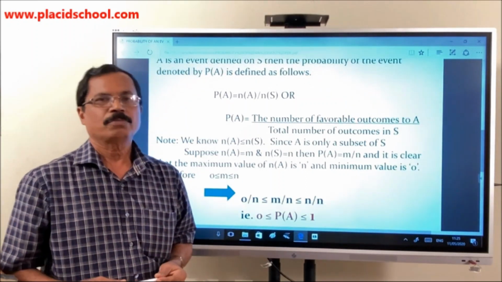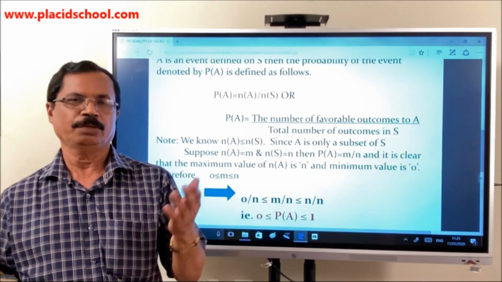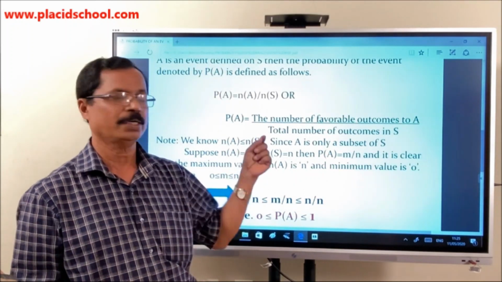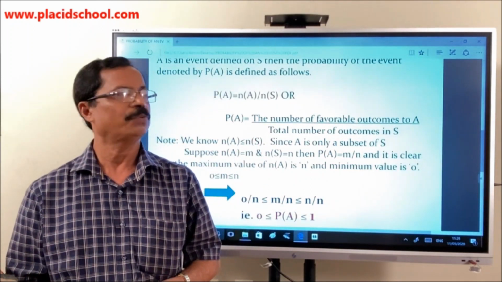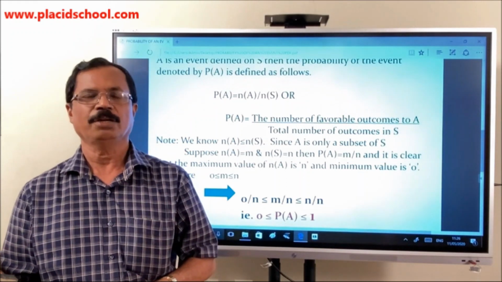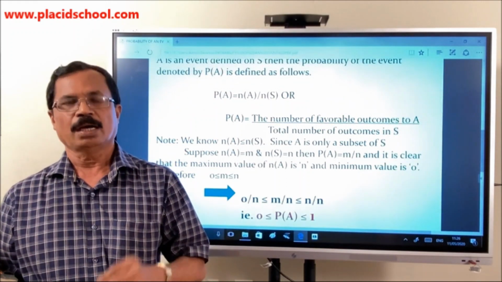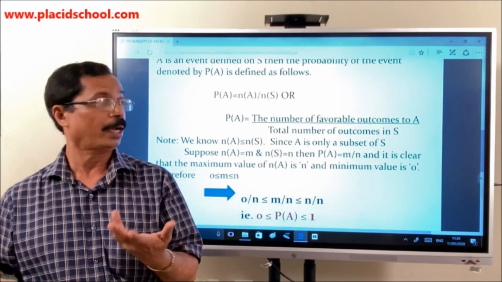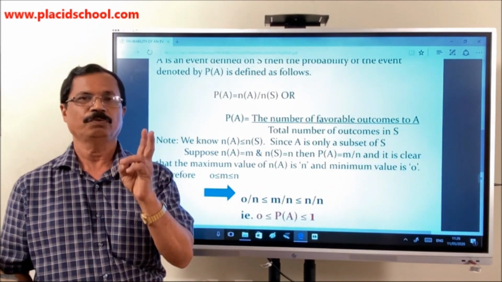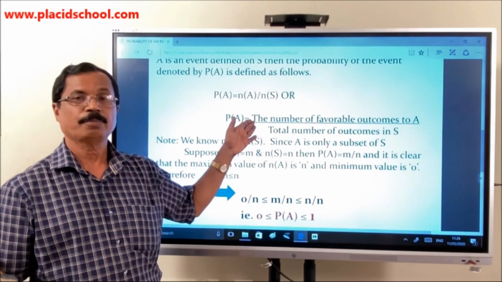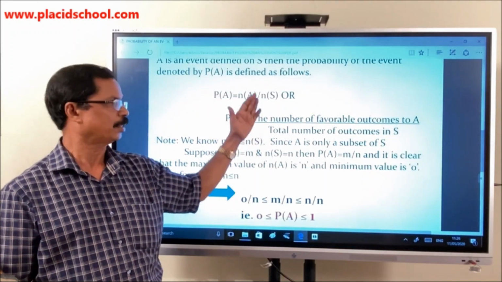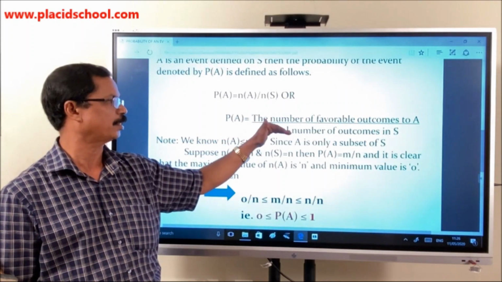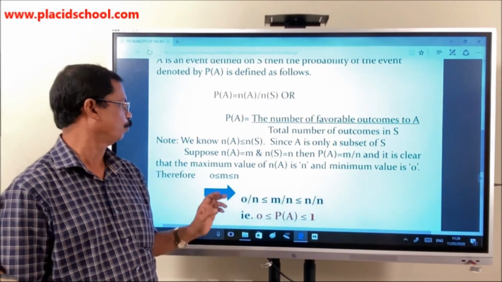The number of favorable outcomes of A, what does it mean? So event may change. When event changes, the outcomes may change. In the example, if you consider throwing a die, 1, 2, 3, 4, 5, 6 are the outcomes. And if you define capital A as getting an even number, then you know A contains 3 elements. They are 2, 4, 6. So what is the probability of A? Then the probability of A is 3 divided by total number of outcomes in S. That is S, that is 6. So it is 3 by 6 and its value is 1 by 2.